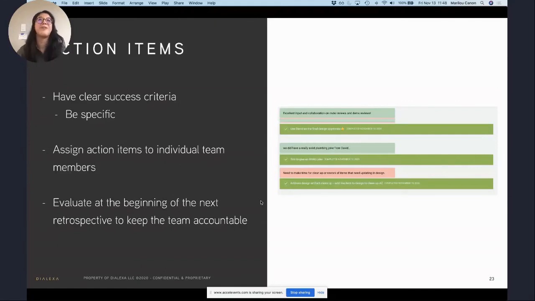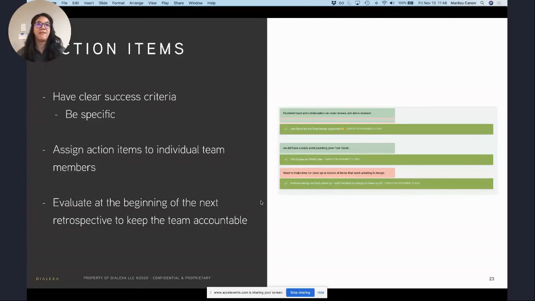4 years, that is always how it goes. So it's very important to be specific and assign that item to a specific person. And at the end, make all these action items cool. How do we check that we're actually doing this? So you can either do it throughout your iteration, or you can evaluate at the beginning of the next retrospective to keep the team accountable.